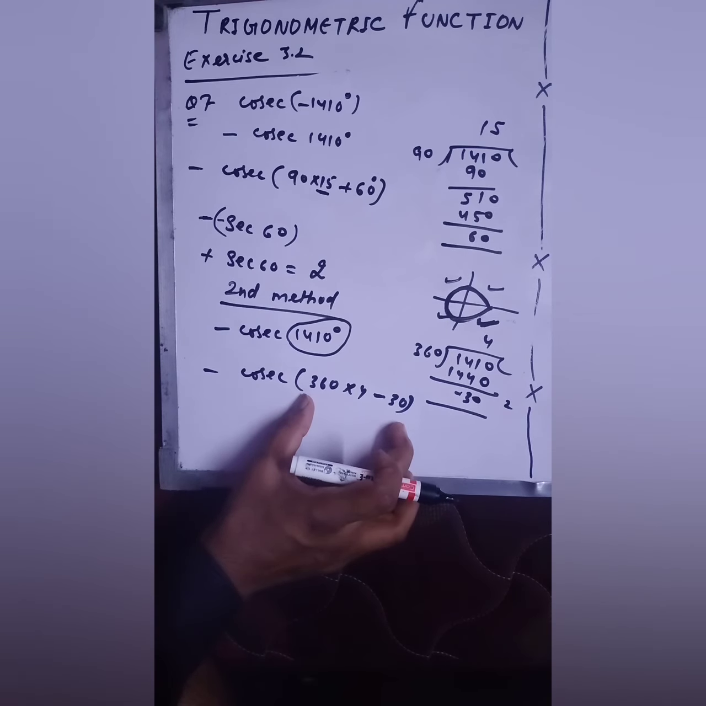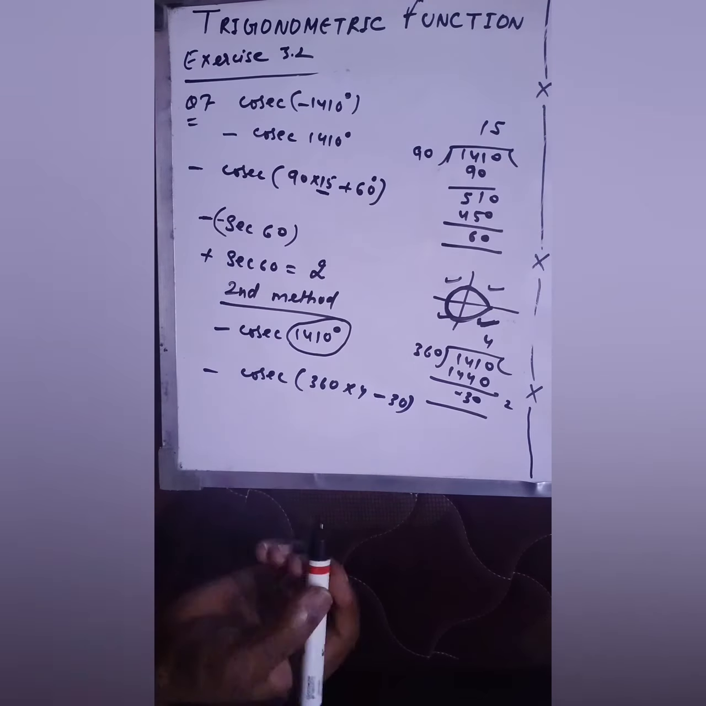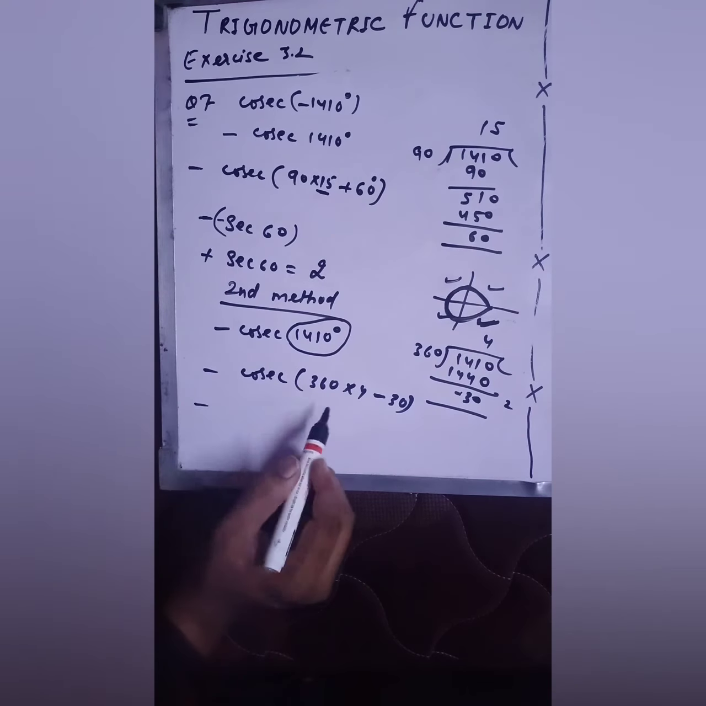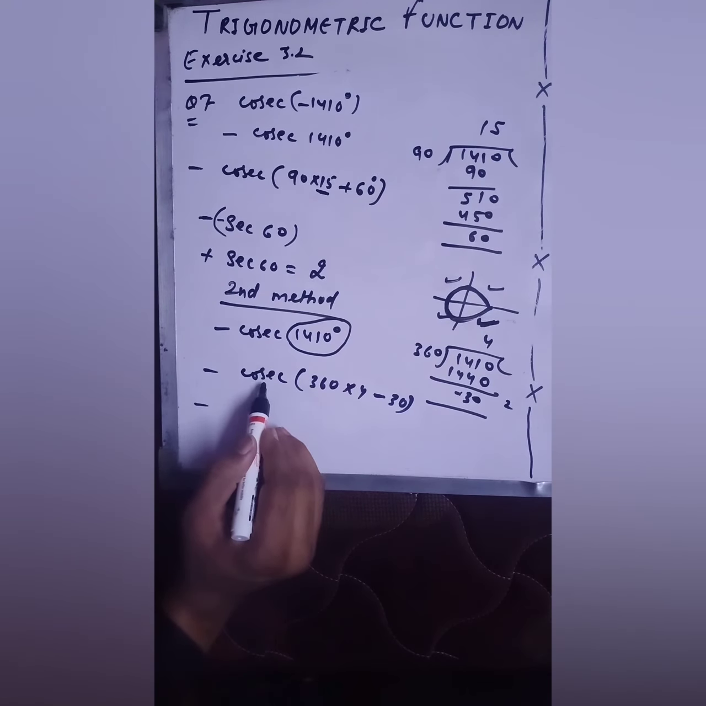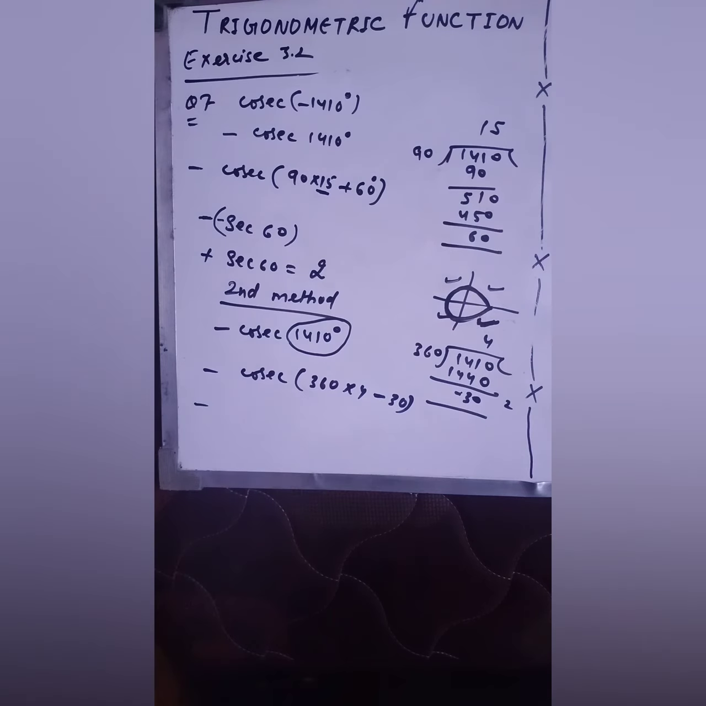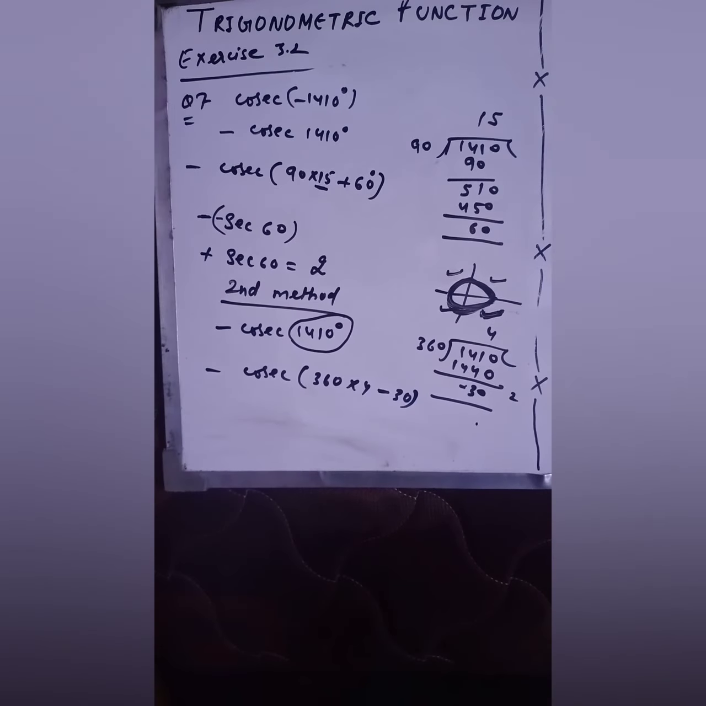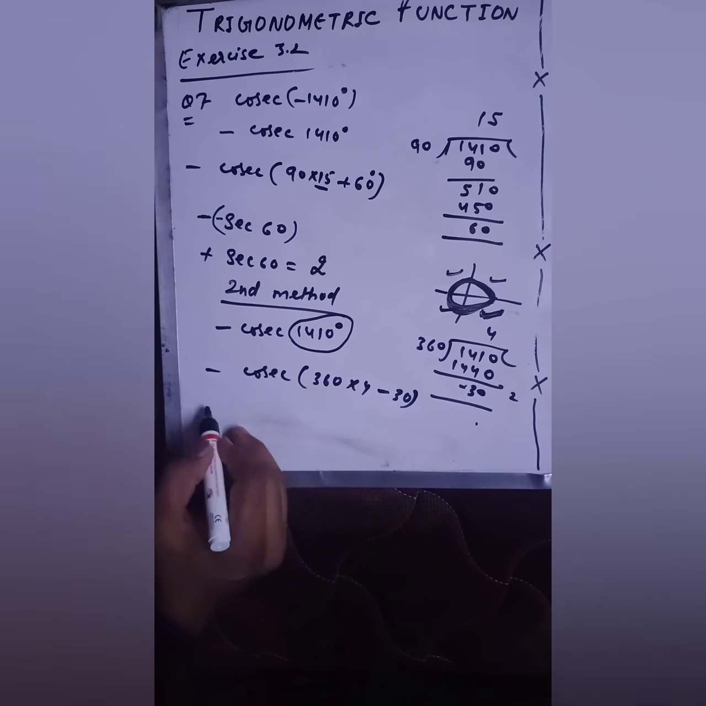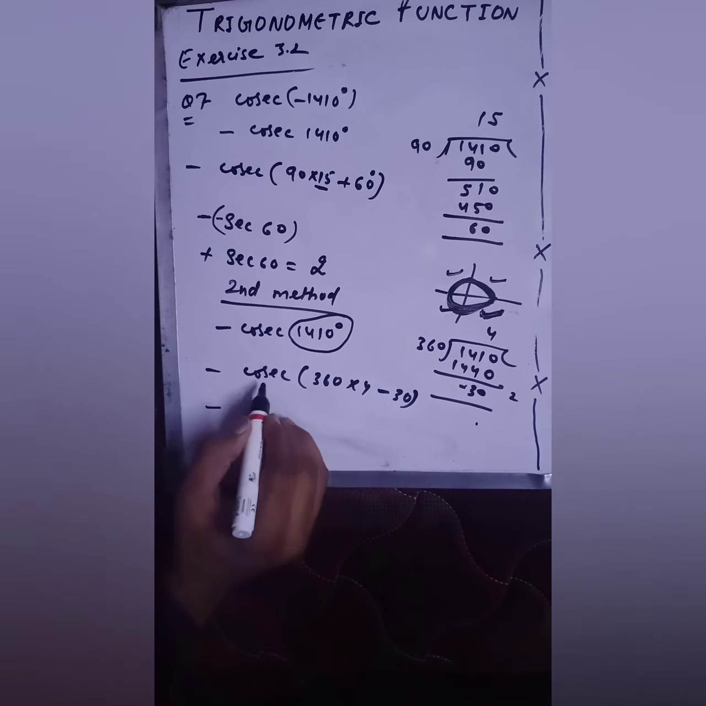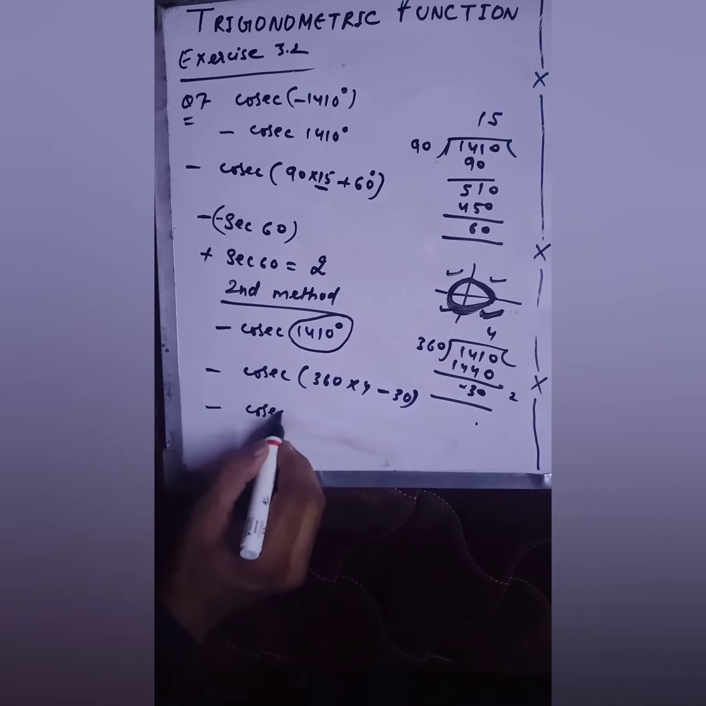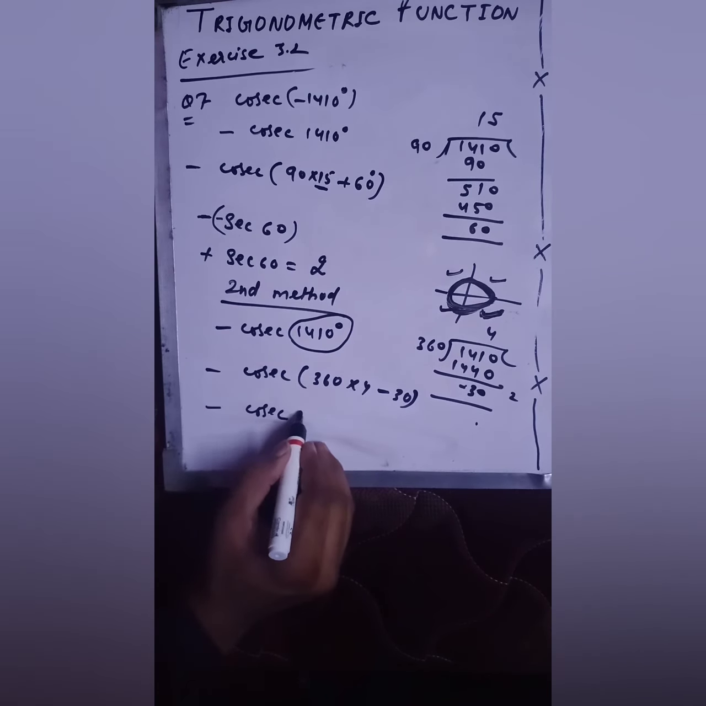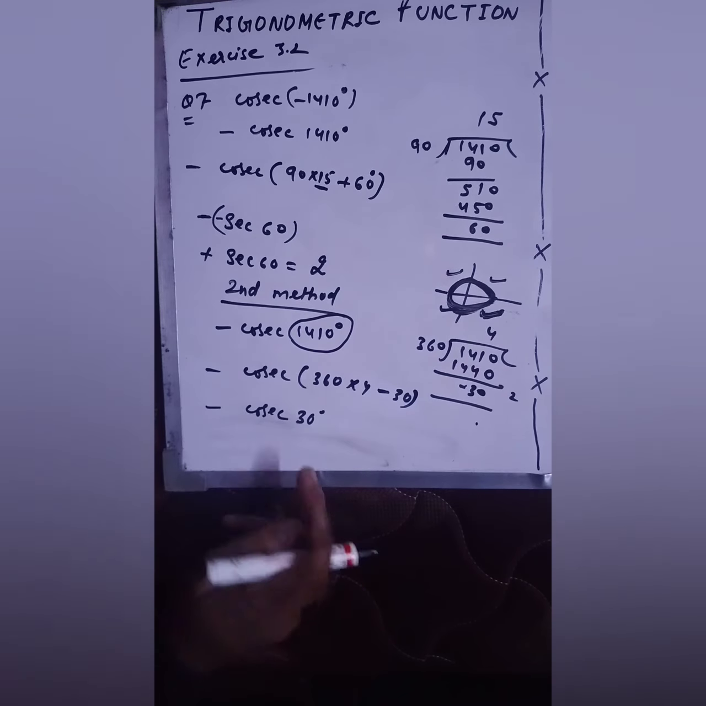Got it? Now after this step, I am copying this negative sign here, and this cosec will remain, with 30 degrees. Fine, cosec 30.